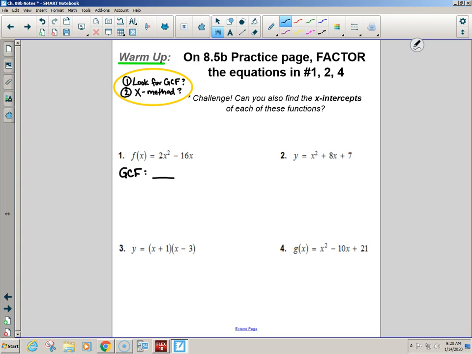we're really trying to label things this semester, because the more we label it, hopefully the more it makes sense. Let's go ahead and label only number 1 as a GCF. And my question to you next is, what is that GCF?